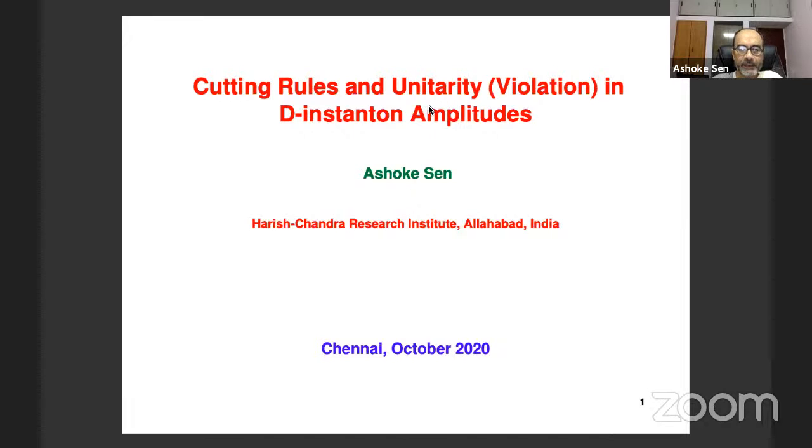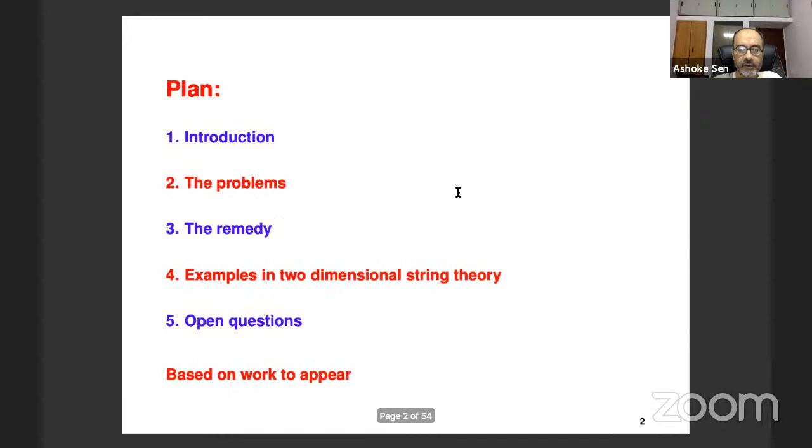So the talk is about cutting rules and unitarity in D-instanton amplitudes, and I'll try to explain the goal of this talk, what we want to achieve. Here is a plan. I start with a brief introduction to the problem, and then I'll mention what are the problems that we encountered in this analysis. Then I'll describe the remedy. And then I'll discuss some examples in two-dimensional string theory, and I'll stop with some open questions. And please feel free to stop me whenever you have questions.